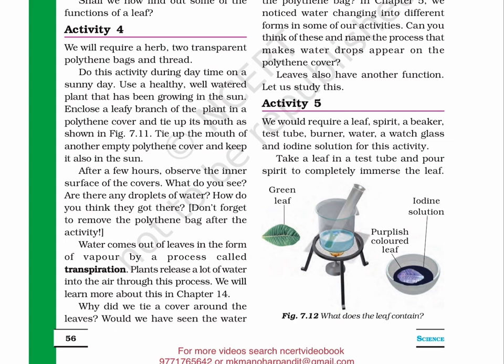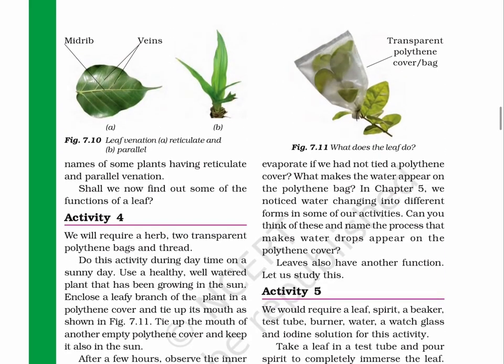Why do we tie a cover around the leaves? Would we have seen the water evaporate if we had not tied a polythene cover? What makes the water appear on the polythene bag? In chapter 5, we noticed water changing into different forms in some of our activities.